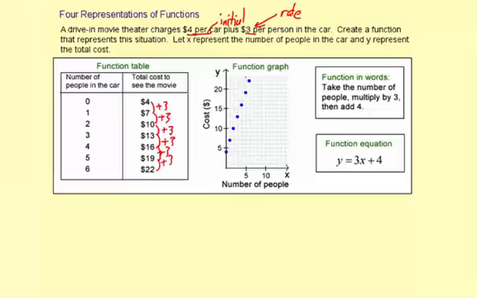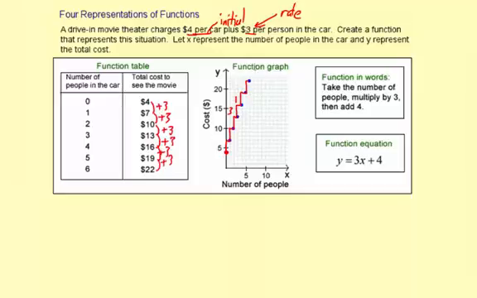Let's take a look at the graph. The initial is $4, that's right here on the y-axis. And then $3 per person, that's your rate. So you go up 3 for each increase in the x-axis. So it's 3 and 1, 3 and 1, 3 and 1. Always 3 up and 1 over. That's your rate of change. So 3 is the amount of change per 1, or the rate of change.